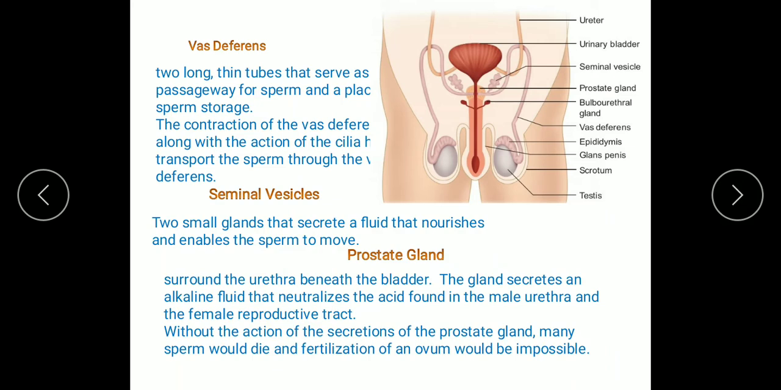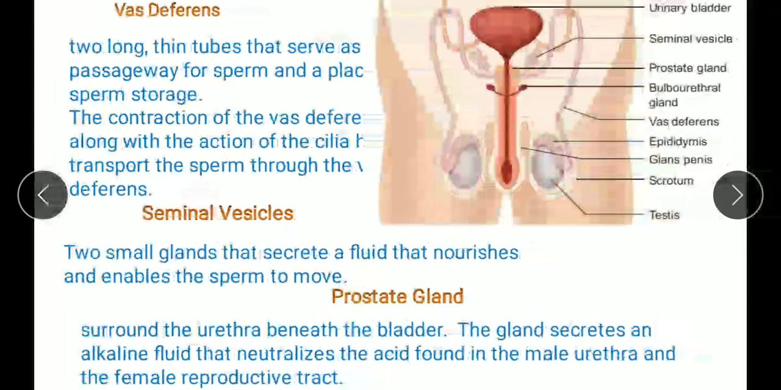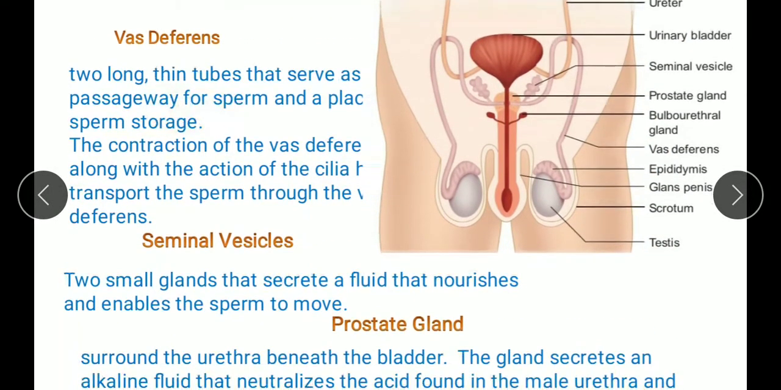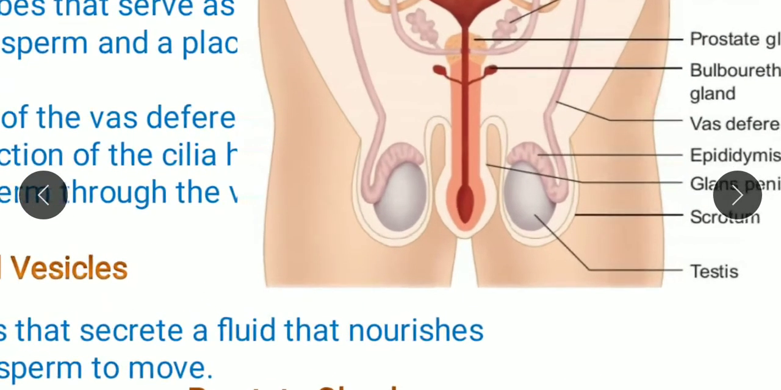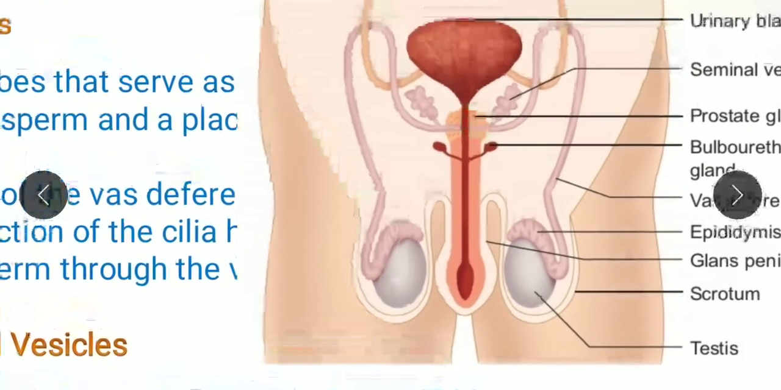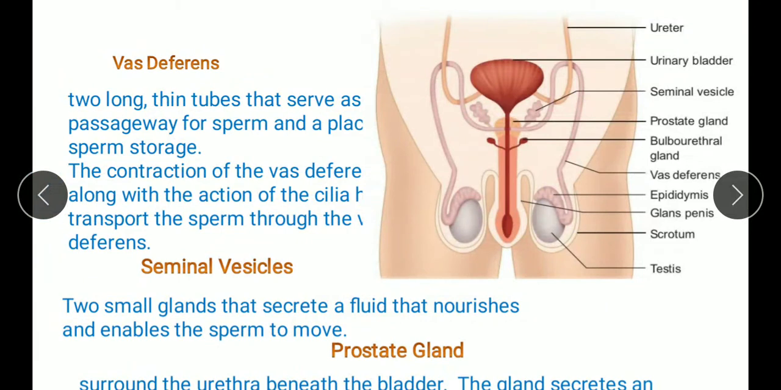Next one, as reference: two long thin tubes that serve as a passageway for sperm and a place for sperm storage. The sperm storage house is the epididymis. This is the passageway of the sperm, and this is the storage place of the sperm.